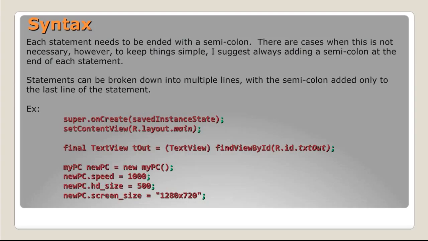In Java, each statement can take up one or more lines. It must be ended with a semicolon. As you can see on the slide, we have 7 lines of code, each separated by a semicolon.